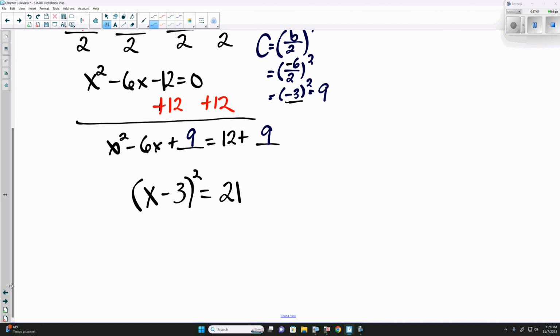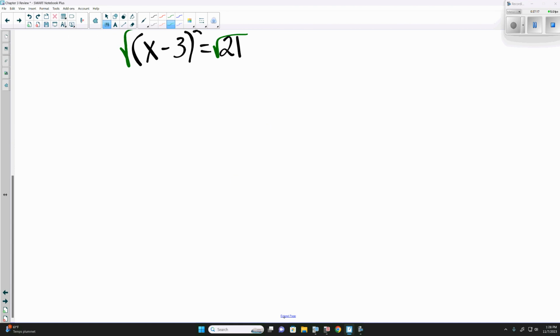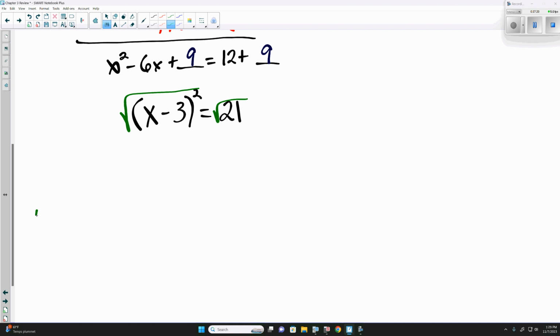So, well, we got through step 3, find c and plug it in, we did that. Halfway through step 4, we factored it. Now we just need to solve. And to solve, we're going to take the square root of both sides. Square root of x minus 3 squared is going to be x minus 3 is equal to plus or minus square root of 21.